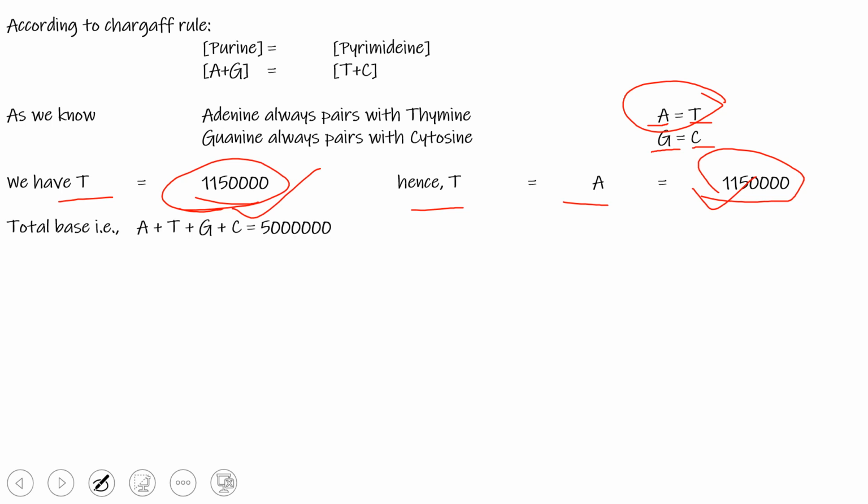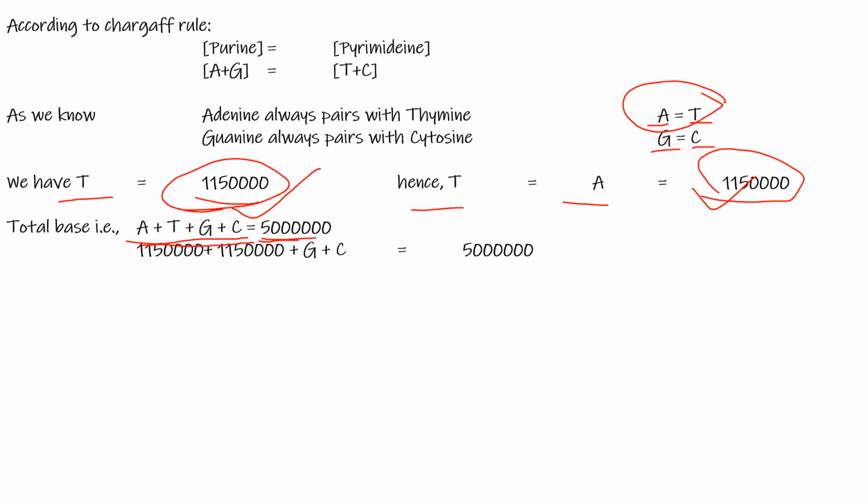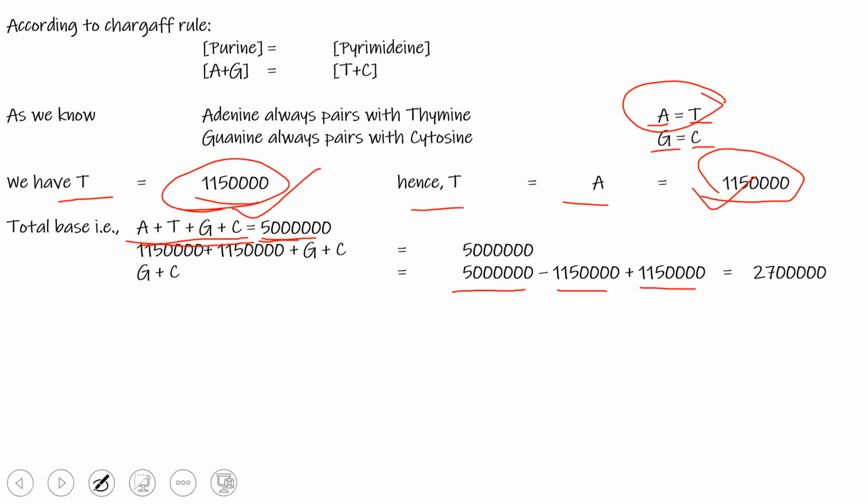Now the total of the four different types of bases in this question is 5000 kilo bases. So if we add A, T, G and C all together, it will be equal to this much. Now we put the values of adenine and thymine, which are 11 lakh 50,000 bases each. So 11 lakh 50,000 plus 11 lakh 50,000 plus G plus C equals 50 lakh bases. Now G plus C is equal to, moving these to that side, so it will be minus, this minus this and minus this.